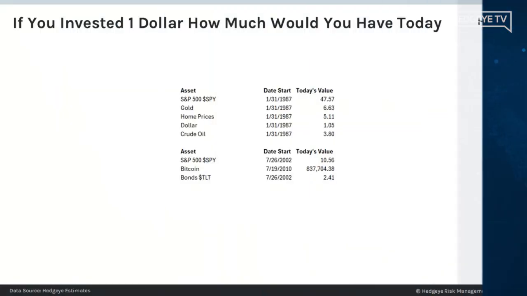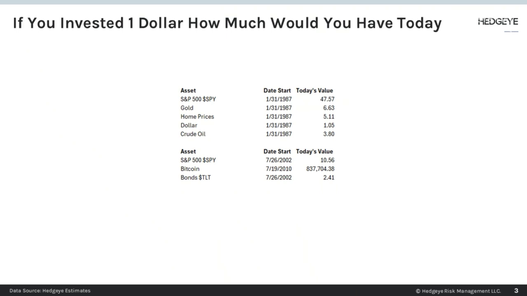So that's all stocks. What we now need to talk about is bonds, gold, everything else. Okay, let's start with this top one. We're starting in 1987. In 1987, if you had $1 and invested in the S&P 500, you'd actually have $47.